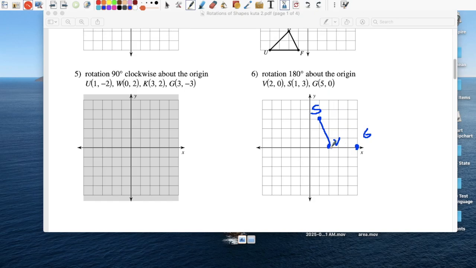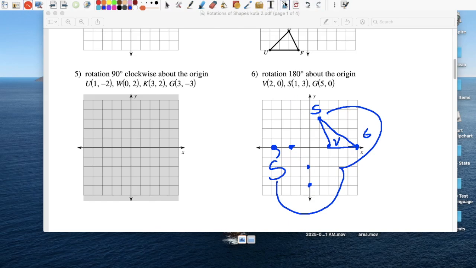Let me see if I can connect this better. Right, so everybody travels 2 quadrants or 2 axes. So point S is going to go from here to here to here. So here's where S prime is going to be. Okay? And then V and G, they're both on the x-axis. These 2 points are going to go one axis, and then another axis. So V and G are going to be on the negative side of the x-axis.